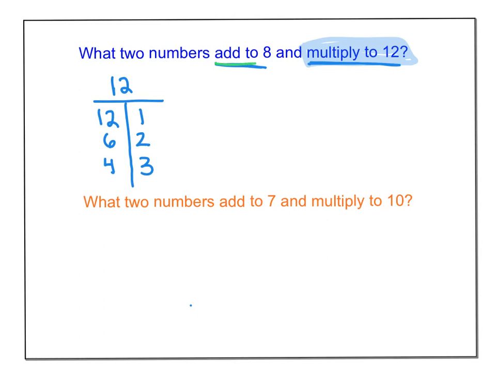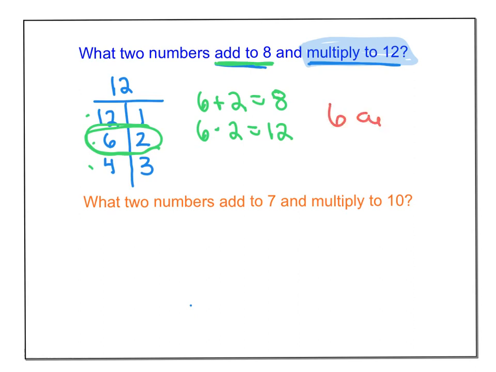So now the question is, of these three sets, which two numbers will add up to 8? Well, 12 and 1, there's no way 12 and 1 could add up to 8. They add up to 13. 6 and 2, well, 6 plus 2 equals 8. I like that. And then 4 and 3, that adds to 7. So 6 and 2 are definitely going to be my two numbers that add to 8. 6 plus 2 equals 8, and they multiply to 12. 6 times 2 equals 12. So my final answer here, what two numbers add to 8 and multiply to 12? I'm going to say 6 and 2.